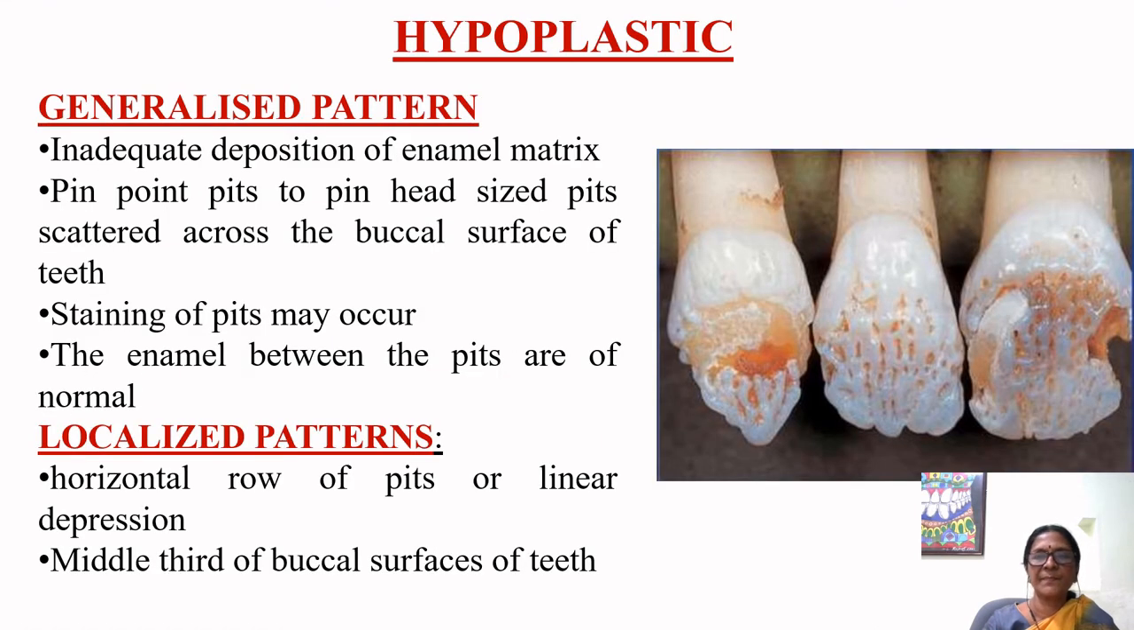Hypoplastic, generalized pattern: inadequate deposition of enamel matrix, with pinpoint to pinhead-sized pits scattered across the buccal surface of the teeth, and staining of these pits may occur. The enamel between the pits is of normal structure. Localized pattern: horizontal rows of pits or linear depressions, seen in the middle third of the buccal surfaces of the teeth.